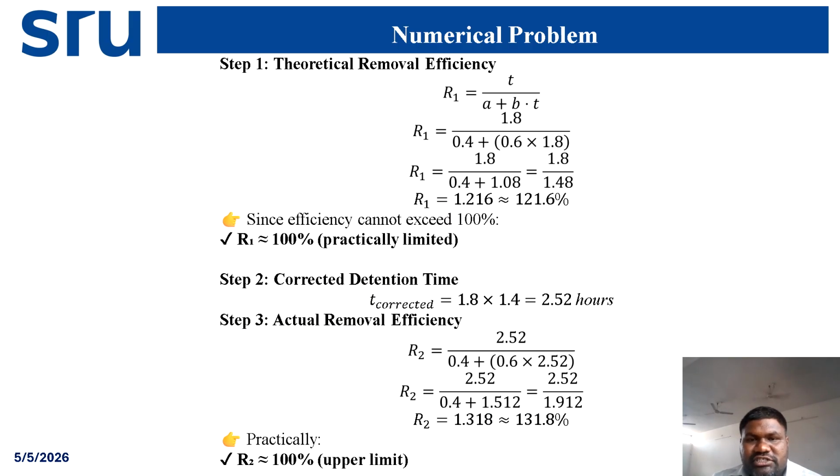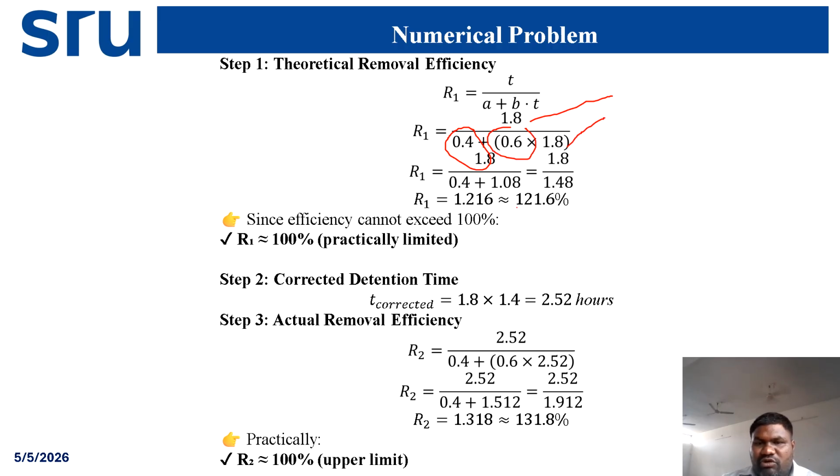As per our discussion, how do we calculate the theoretical removal efficiency? R1 equals T by A plus B into T. Here T is given as 1.8 hours, A is given as 0.4, and B is given as 0.6, and the time will be 1.8.